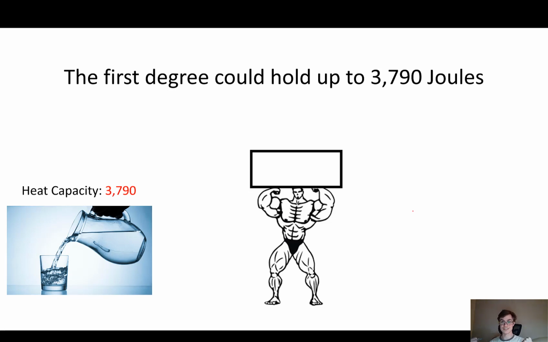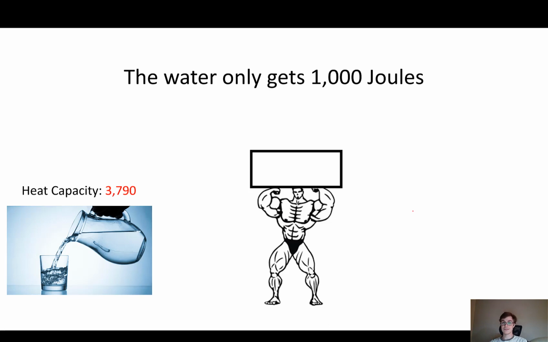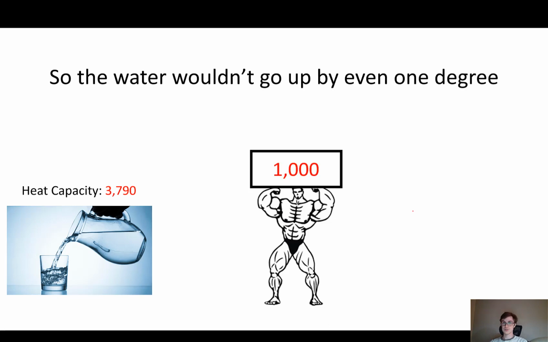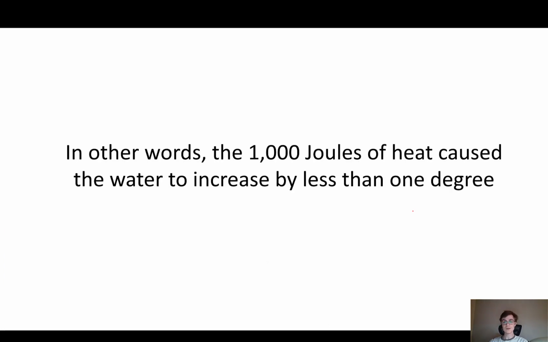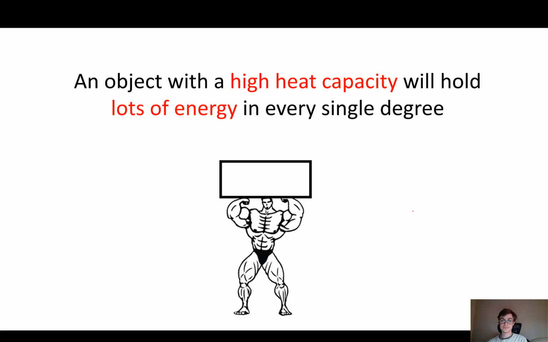Imagine they're big and strong instead of small and weak. So the first degree can hold up to 3,790 joules, but it doesn't even need to hold this much. I only gave it 1,000 joules. So the water doesn't even go up by 1 degree. Not even 1 full degree does the water need to hold this much energy. In other words, the 1,000 joules of heat causes the water to increase by less than 1 degree, even though the iron increases by 3 degrees. The heat capacity of a substance tells you how much energy every single degree can hold.